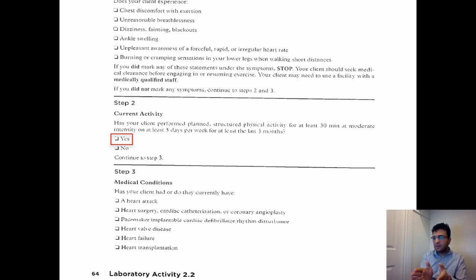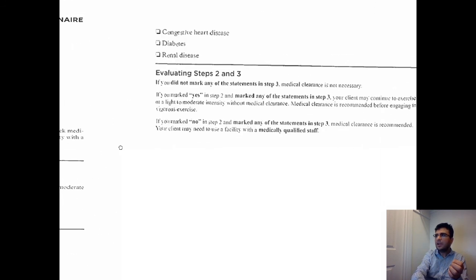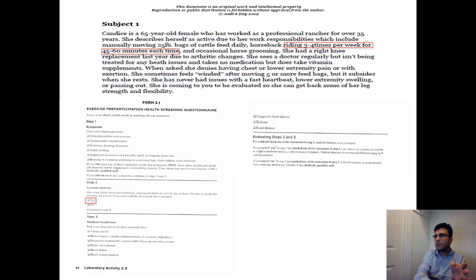And then we have again a plethora of medical conditions, which I can't see anywhere in the history. So you can put a cross, but you can leave them as well. After evaluating step 2 and 3, it says if you do not mark anything, medical clearance is not necessary. Because you haven't marked anything in step 2 and 3, the medical clearance is not necessary. So the idea is to read the history and try to identify the points in the history that answer these questions. If you find one, then just proceed accordingly.